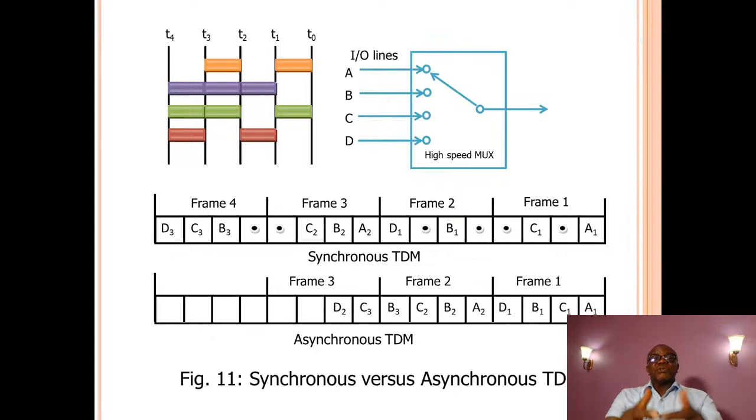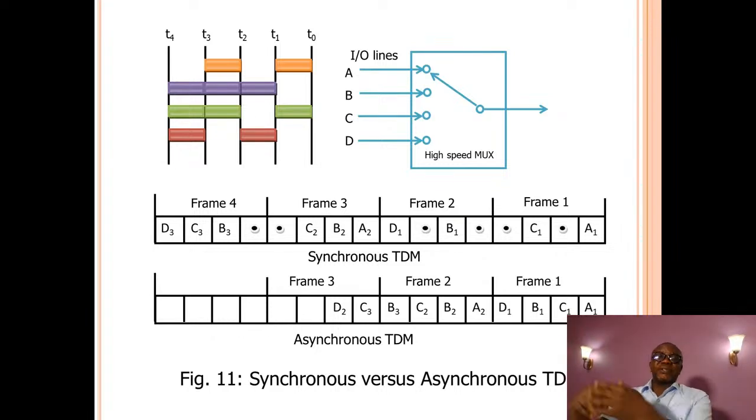Now, see what happens if asynchronous TDM does the same process. It goes to A. It sees from T0 to T1 a data. It puts it A1. It goes to B. From T0 to T1, it didn't see anything. Instead of putting an empty slot, it leaves that slot. It goes to C. From T0 to T1, it sees something in C. It puts it at C1. It goes to D. There is nothing.